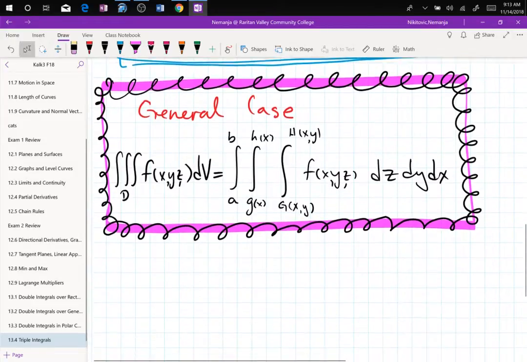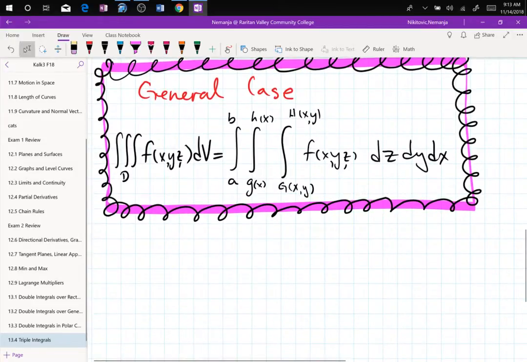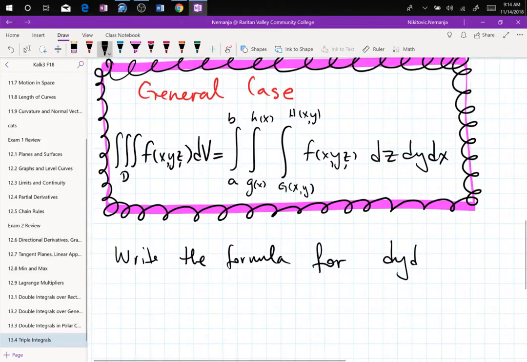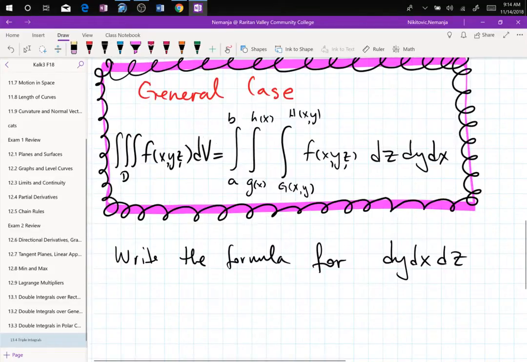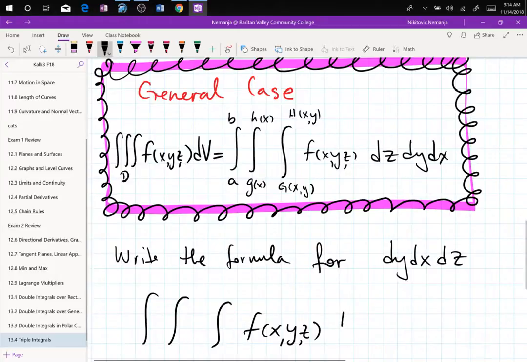Now I would ask you to write a formula for dy, dx, dz. I want you to write this over here for dy, dx, dz order. So you just write the triple integral and put the limits. You know this is going to be x, y, z, and I gave you dy, dx, dz. Just fit those. I want you to fit the limits.